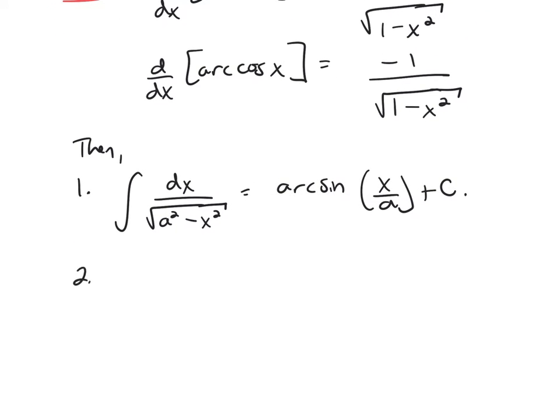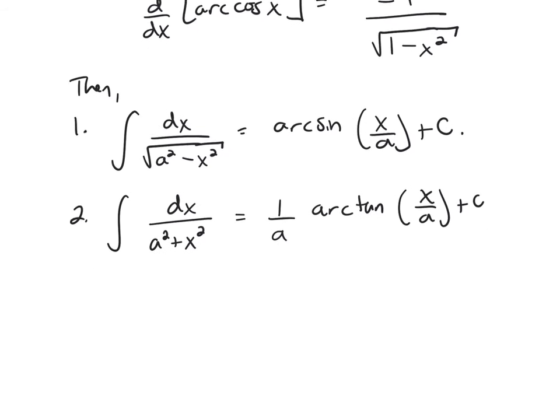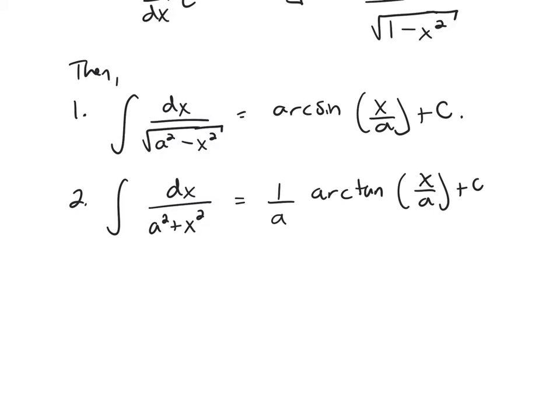The second one is that the integral of dx over a squared plus x squared is 1 over a arc tangent of x over a plus c. So this comes from the derivative of arc tangent. And then the third one, our last one, will be this formula.